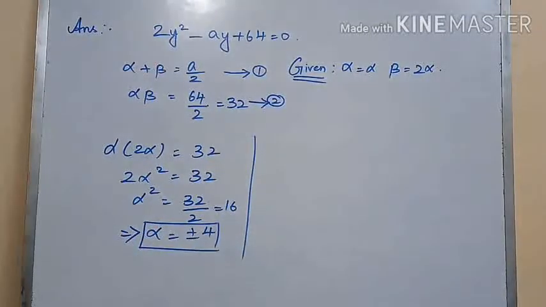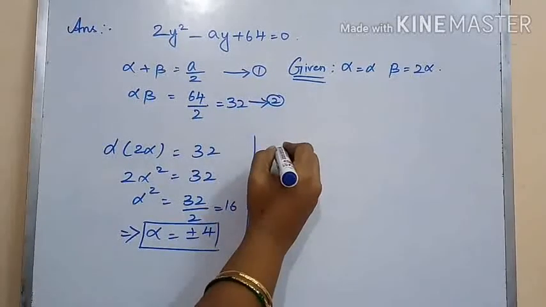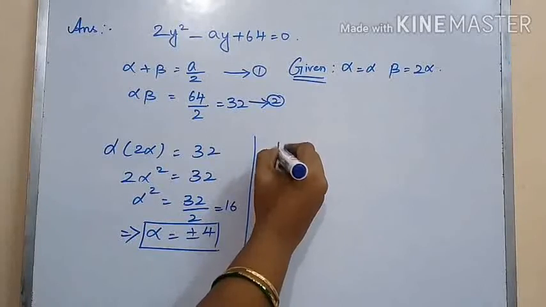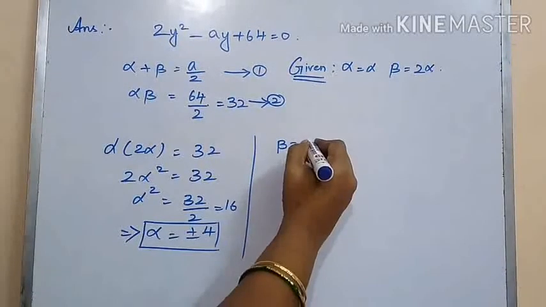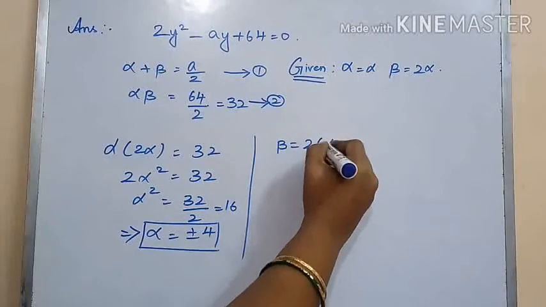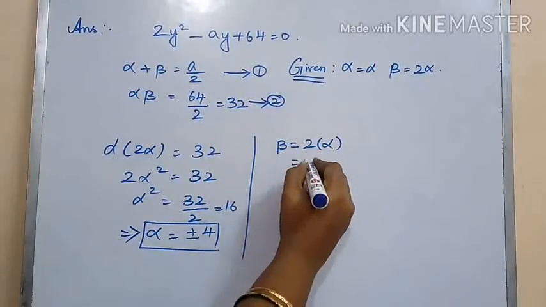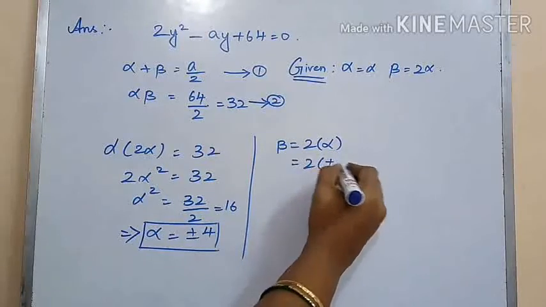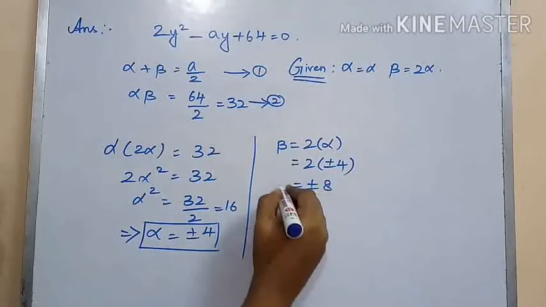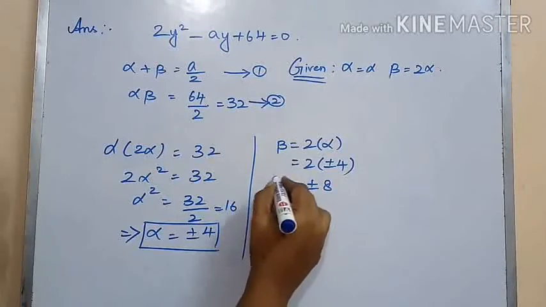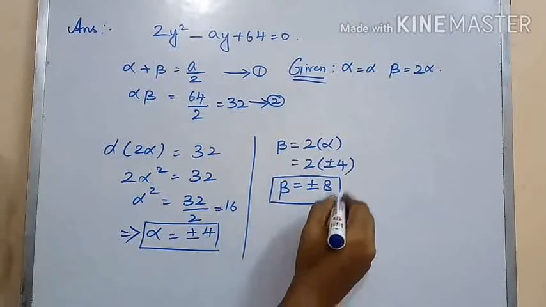Now let us find out the value of beta. Beta is equal to 2 times alpha. So 2 into plus or minus 4, which is equal to plus or minus 8. Beta is equal to plus or minus 8.